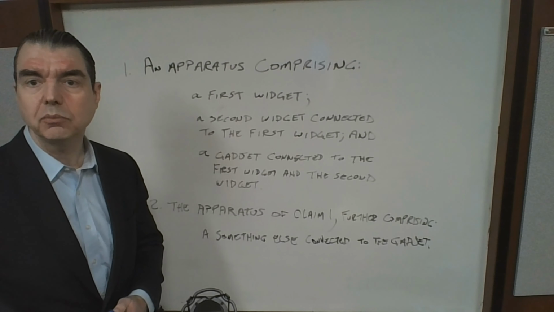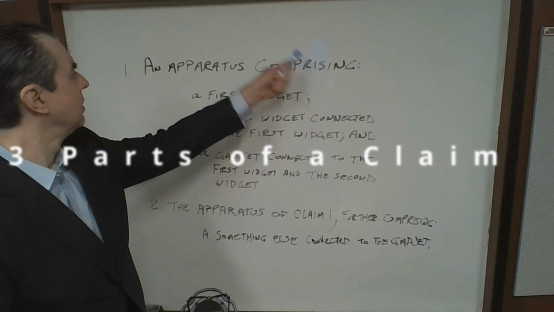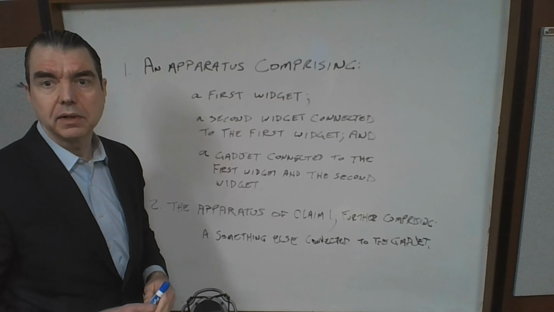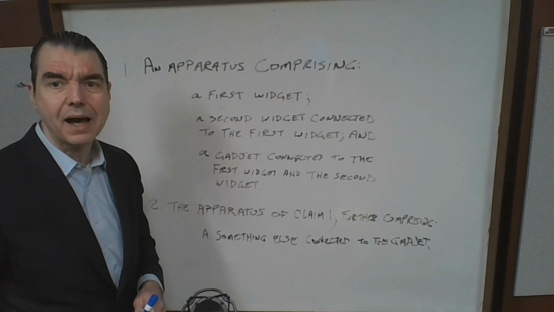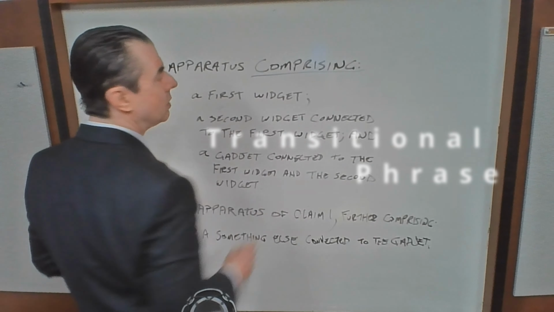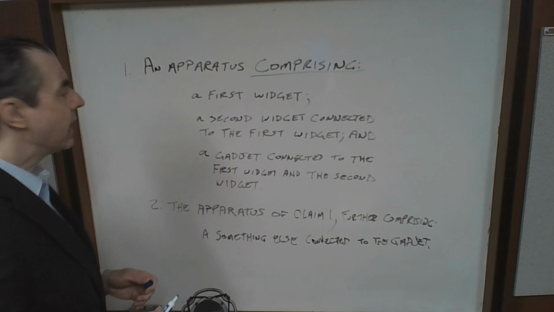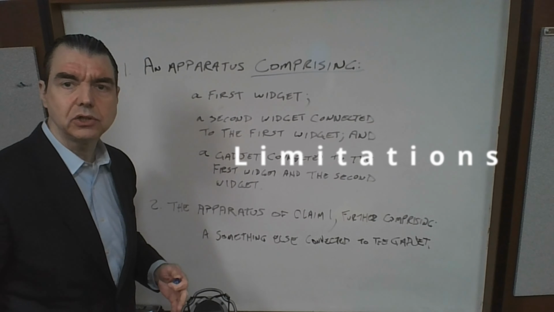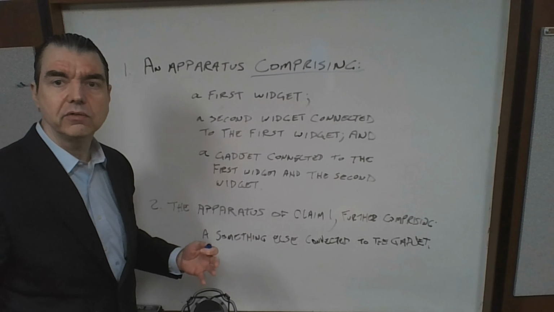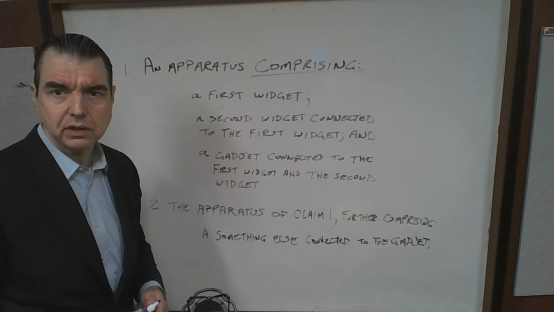So the typical claim structure consists of three parts. One is a preamble, which is the beginning of the claim. It sets forth what the claim is going to be about. A transitional phrase, which talks about what the claim is going to contain. And then limitations. The limitations are the components of the claim that determine what your invention actually is. The claim determines what your invention is.